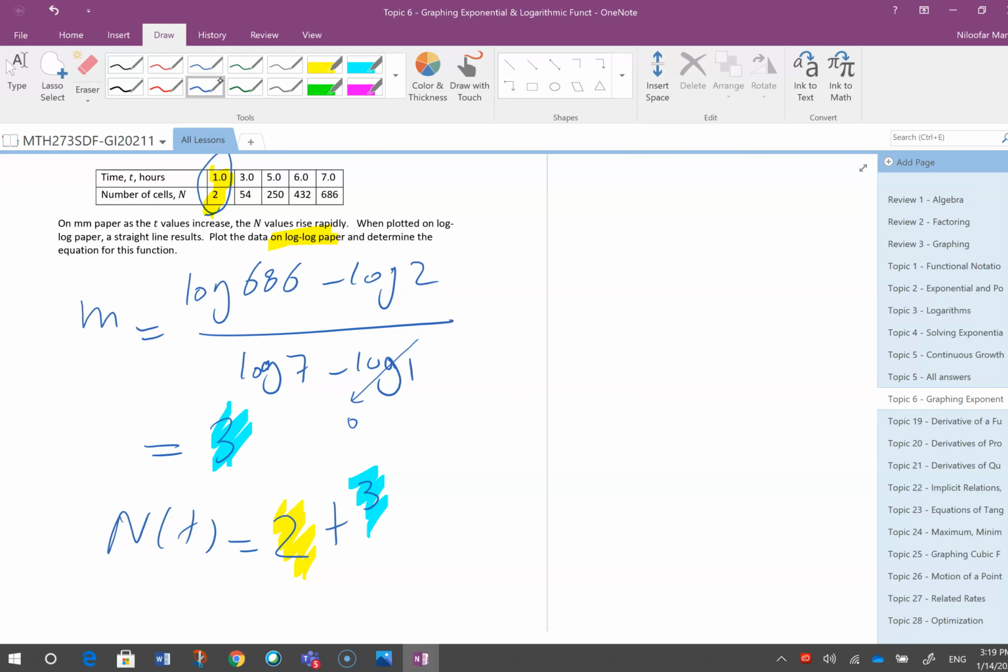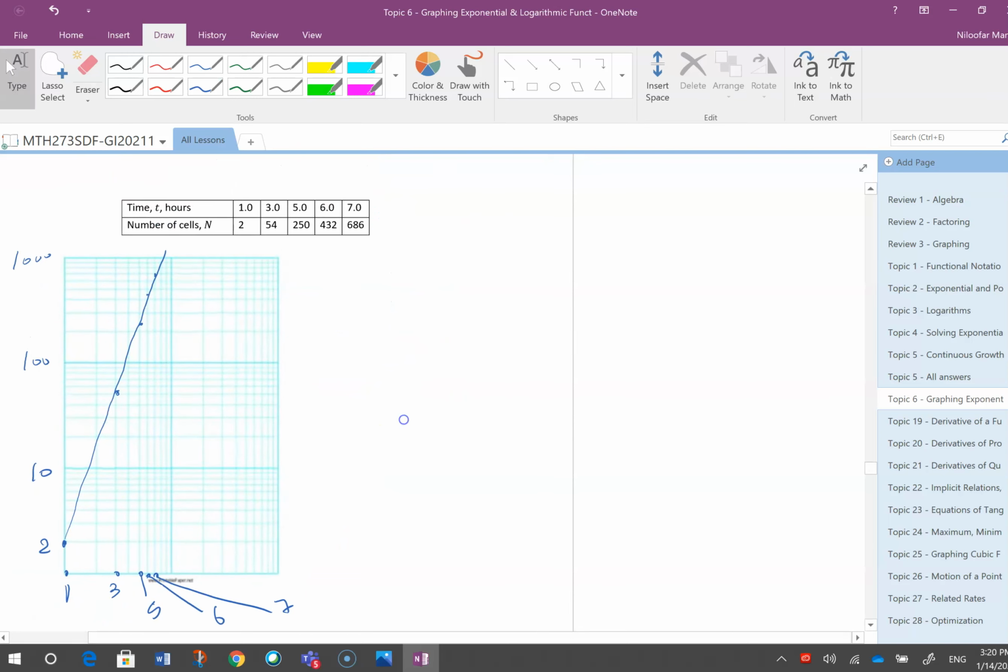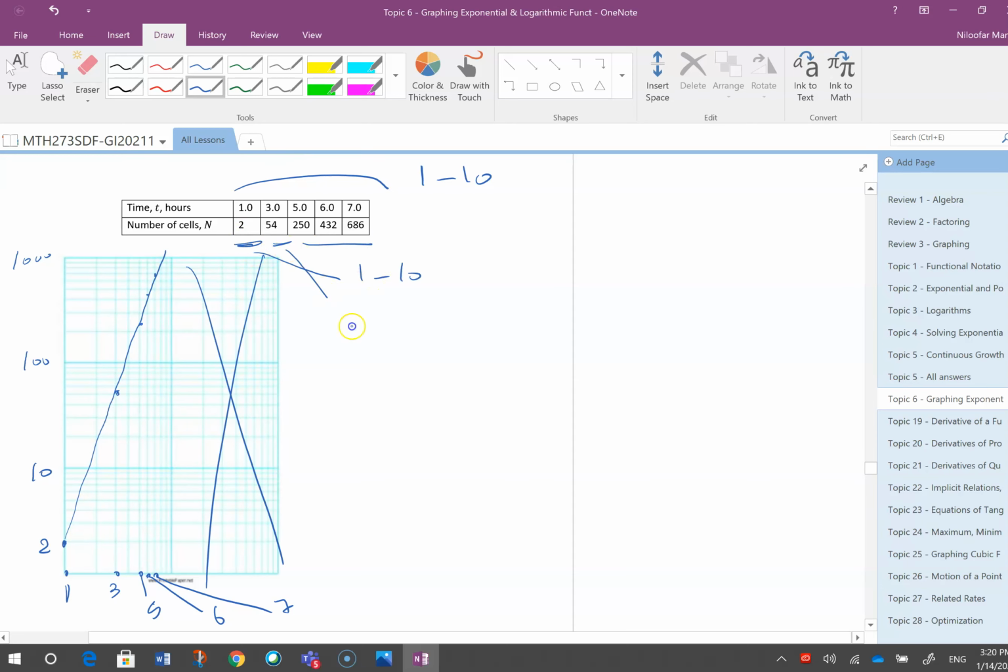So for log paper, I know what to do. Then I use my information here just to graph it. Okay, so for this one, I need one cycle, which is 1 to 10. Remember, you do not use this part because you just have one cycle on the x-axis. For this, you have one cycle here, one cycle here, and one cycle here. This one is 1 to 10, this one is 10 to 100, and this one is 100 to 1000. So 1 to 10 is 1, 2, 3, 4, and 10 to 100 is 10, 20, 30, 40, and then 100, 200.